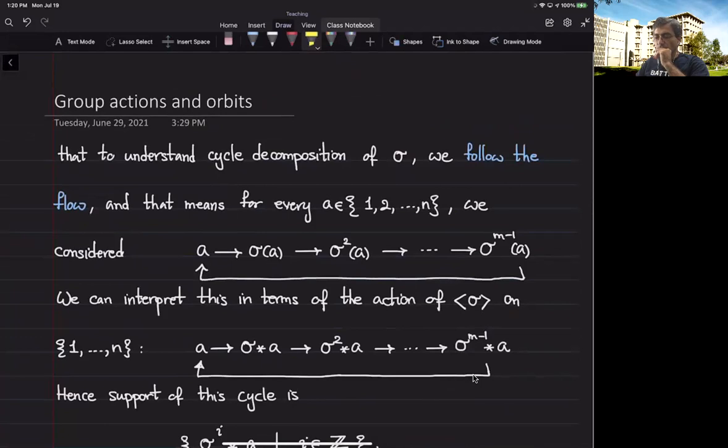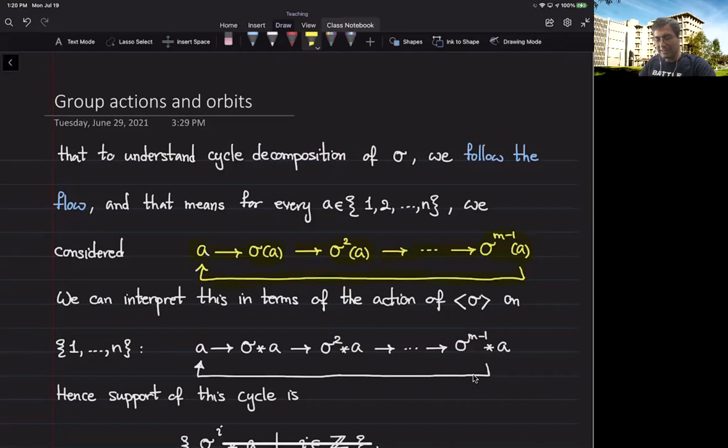Now, let's also recall how we understood the cycle decomposition of sigma, and we see the similarity between this action and that following-the-flow rule for understanding the cycle decomposition of a permutation. When we say that we want to follow the flow, that meant that we start with a point and then we apply sigma, then again apply sigma, then again apply sigma. We continue this, and at some point we showed that we are going to go back to where we have started.